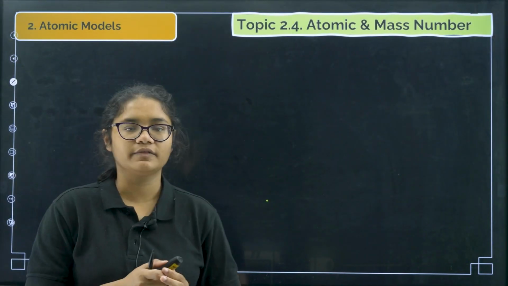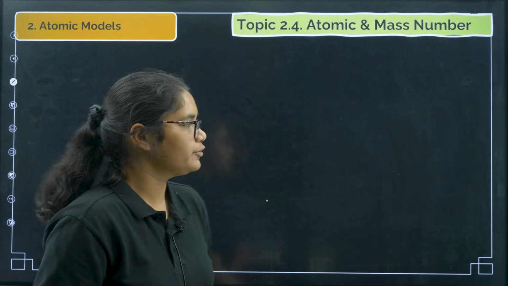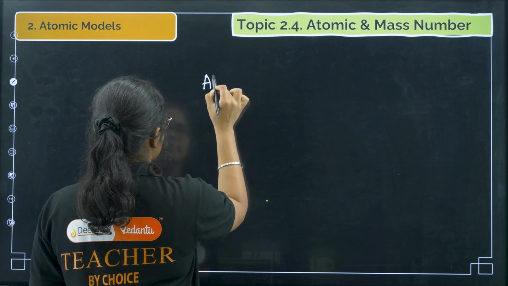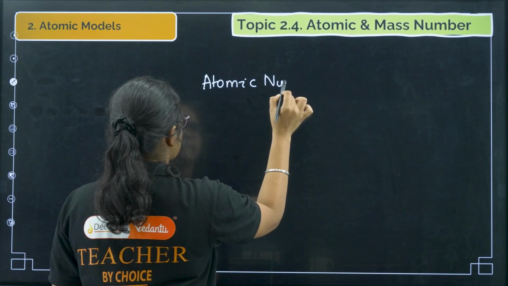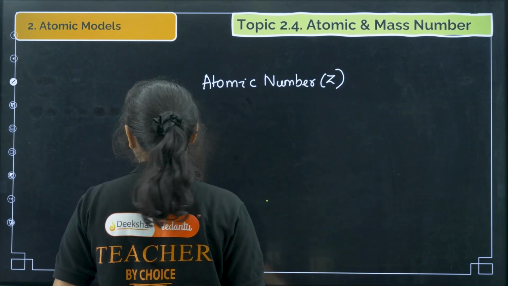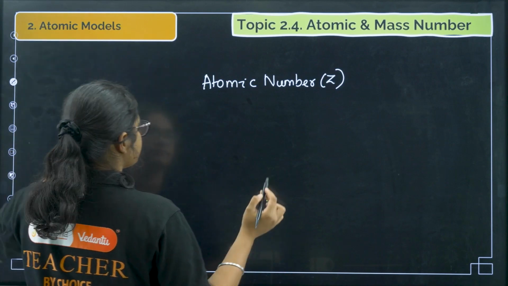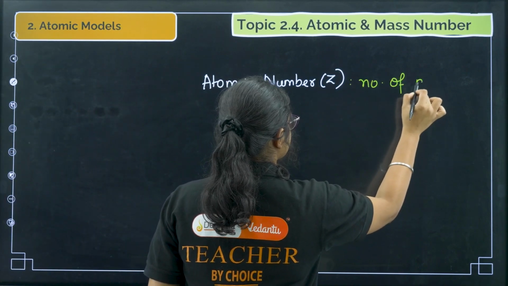So now we are coming to the next topic, that is atomic number and mass number. Okay, so now you see here, what is atomic number? So atomic number, okay, this is represented by Z. Okay, and what it is exactly? So atomic number is the number of protons.